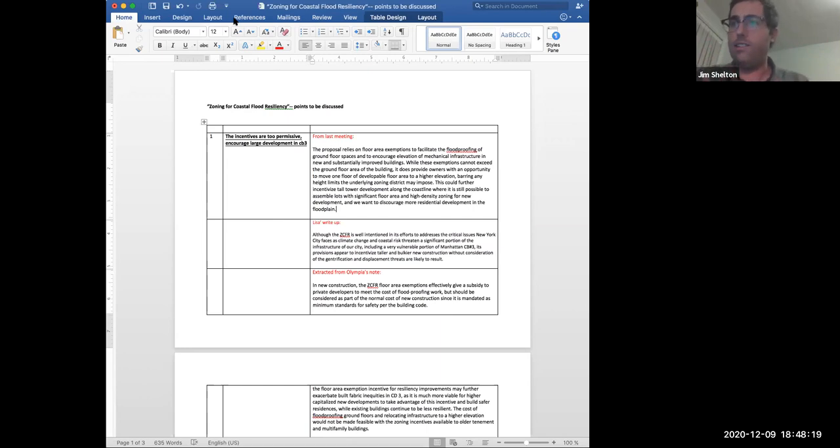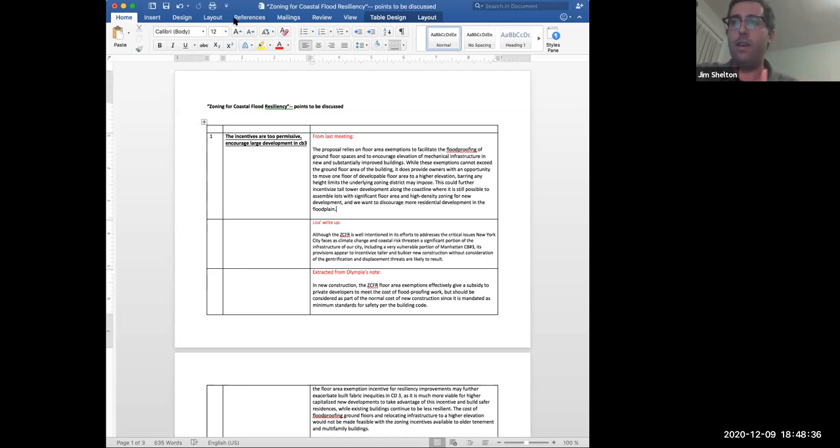Now, I do think it incentivizes something. It took me a while to come to this conclusion, but what it does incentivize is not new development per se, but resiliency measures, but only in a certain building typology, right?